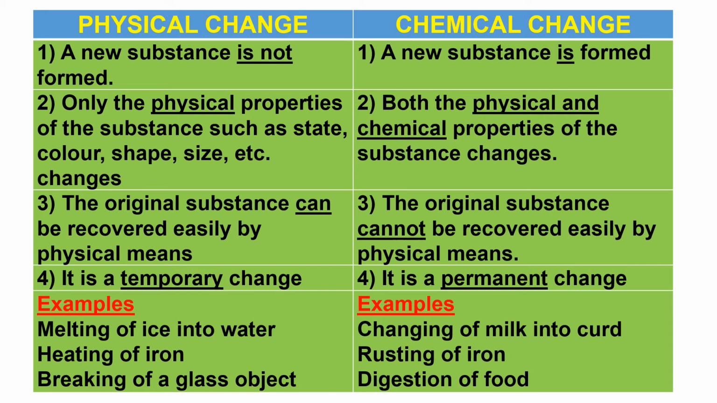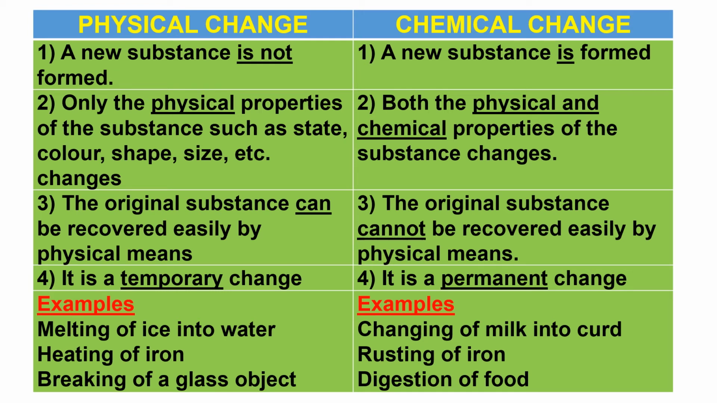Yes, reddish brown. Third one, can I get back my original substance? Once my iron has got rusted, can I get back my iron again? No. I cannot get back my original substance. I cannot convert iron oxide back into iron. Fourthly, is it a permanent change? It's a permanent change. Yes, because my iron has now become iron oxide and I cannot reverse it. So it's a permanent change. That's why rusting of iron also is a chemical change.